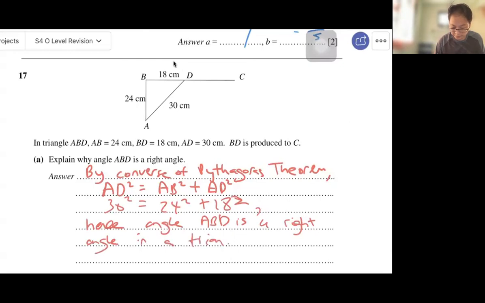In a right triangle, find cosine ADC. So cosine ADC equals negative cosine ADB, so negative adjacent over hypotenuse. Adjacent is 18 over 30, so the answer is negative 18 over 30, which simplifies to negative 3 over 5.